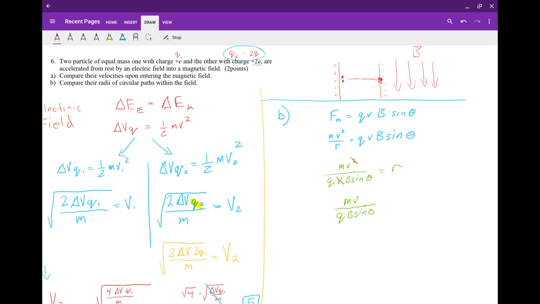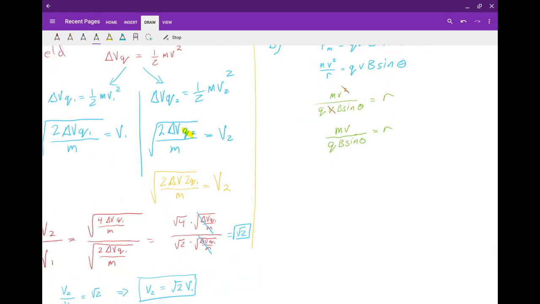Okay? And this is valid for each of the two particles. Okay? For each of the two particles. And so if I take a look at this here, I'm going to make an equation for each of the two particles. And I'm going to say R, the radius of curvature of the first particle, is equal to mass V1 over Q1 B sine theta. All right. And the radius of curvature of the second particle is mass V2 over Q2 B sine theta.